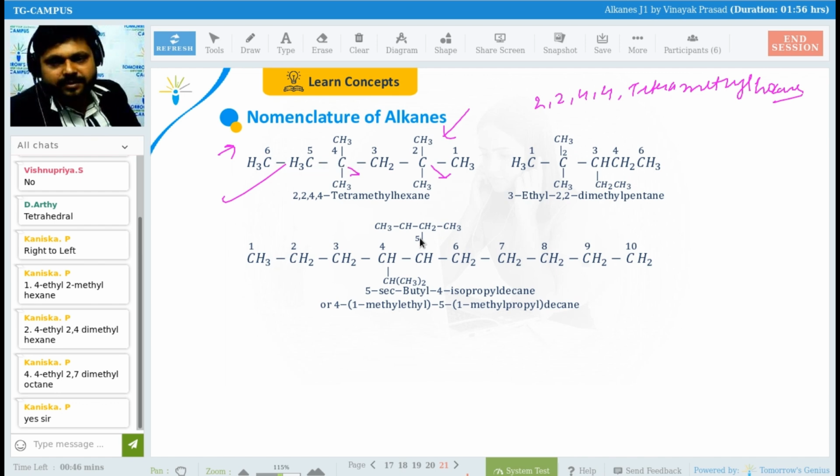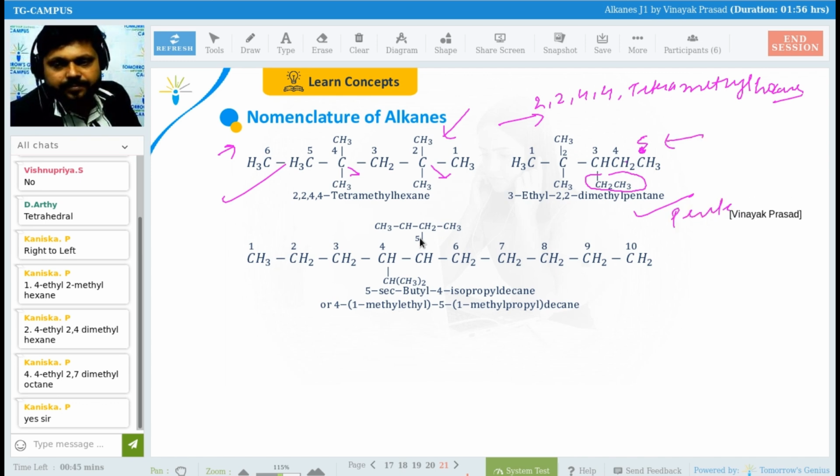Now, see about this question. We cannot start our counting from right to left, because at second position we are having a 2-methyl group, right? So 3-ethyl, see here, and 2,2-dimethyl. If 1, 2, 3, 4, 5, not 6, 5 will be there. So it will be what? Pentane. Clear, everyone? Any doubt? No?